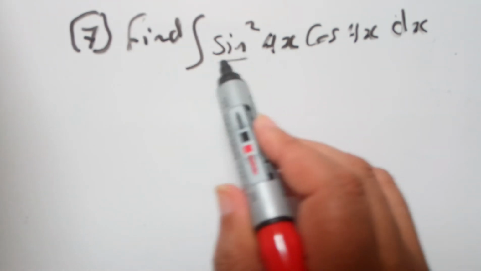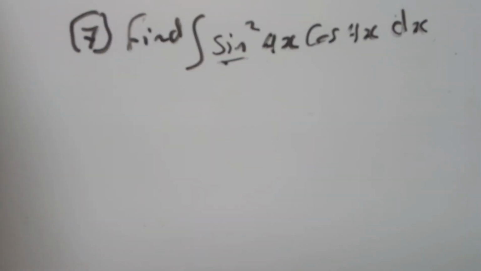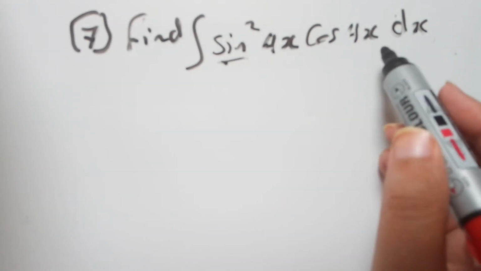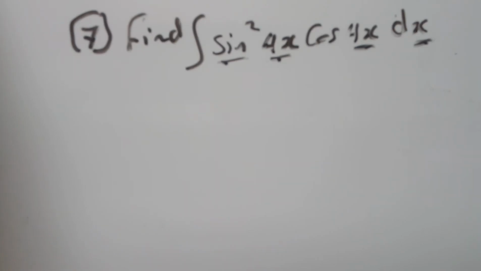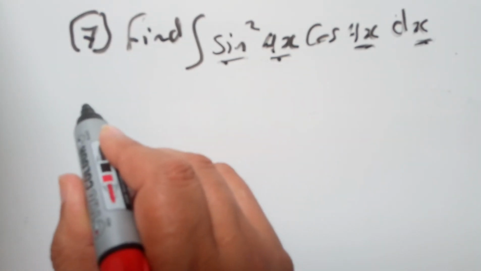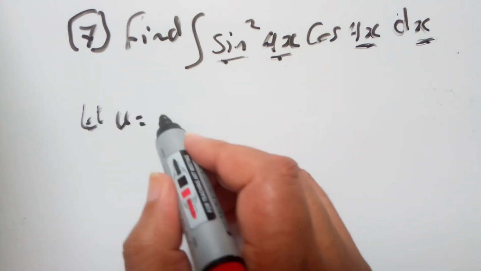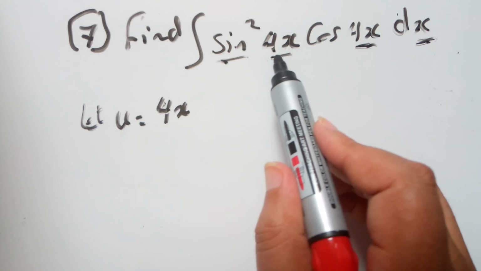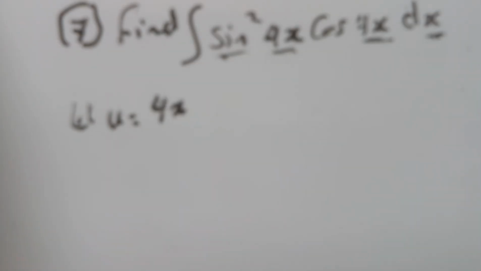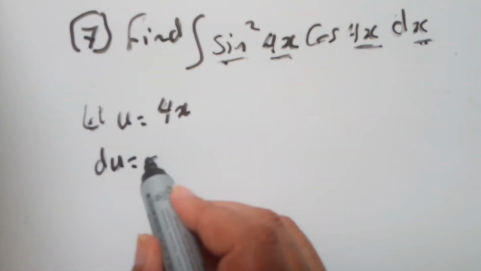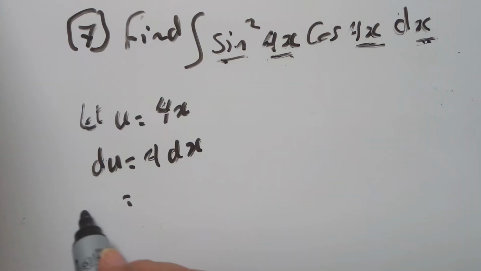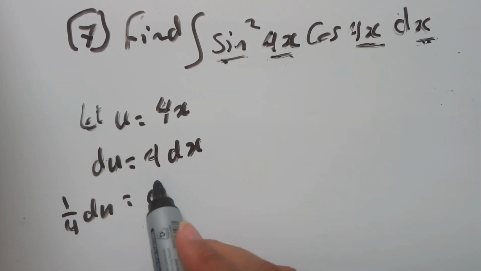You know that the derivative for sine is cosine, and the derivative for cosine is negative sine. You can do it by this rule if it were x, but here we have 4x and here 4x. They are different. Then let u be equal to 4x to change 4x and x to the same letter. If u is equal to 4x, this means du is 4 dx. This means 1 over 4 du is equal to dx.